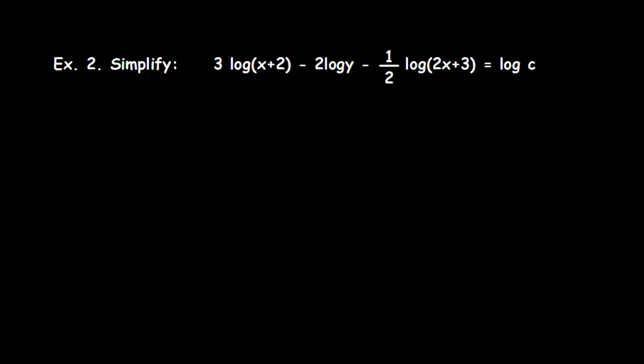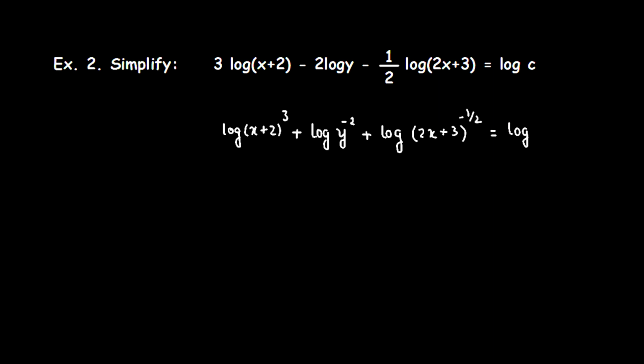Problem number 2. Here we have to simplify 3 times log of x plus 2 minus 2 times log of y minus half times log of twice x plus 3 is equal to log of c. So let's rewrite it. We'll have log of x plus 2 raised to the power of 3 plus log of y raised to the power of negative 2 plus log of 2x plus 3 raised to the power of negative half, and these are all equal to log of c. So we have log of x plus 2 raised to the power of 3 plus log of 1 over y squared plus log of 1 over square root of 2x plus 3, that is equal to log of c.